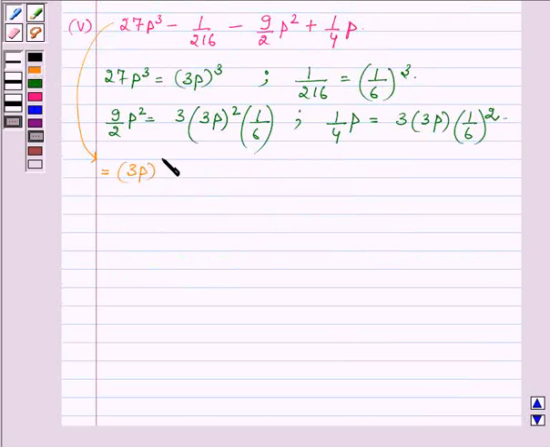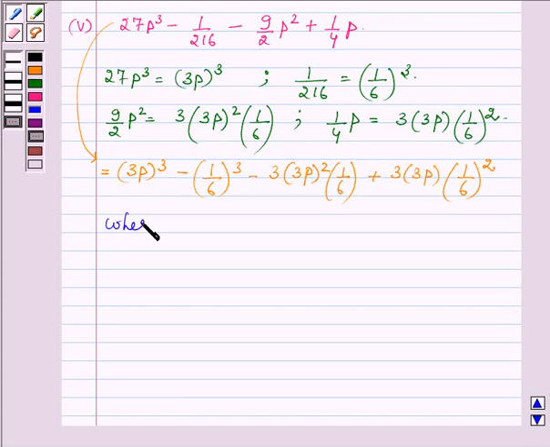3p whole cube minus 1 upon 6 whole cube minus 3 into 3p square into 1 upon 6 plus 3 into 3p into 1 upon 6 whole square, which is in the form of the left hand side of the second identity, where x is equal to 3p and y is equal to 1 upon 6.